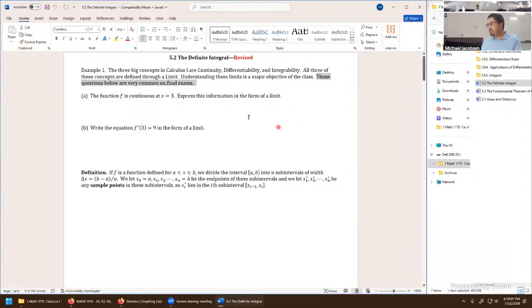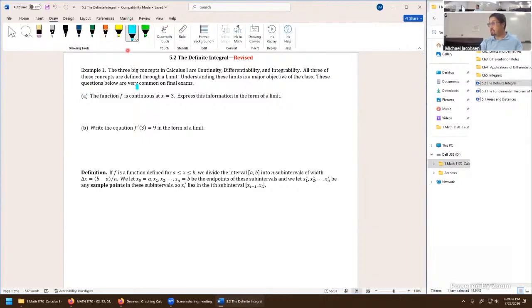And I think I gave a hint that these kinds of things could be on exam 1. It didn't make it on exam 1, so even a bigger hint, it means you can expect something about this one and this one on the final exam. So part A says, we want to express this information in the form of a limit. And this one is the information that f is continuous at x equals 3. The way we write this down as a limit is continuity at 3.